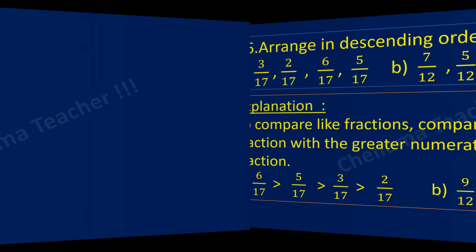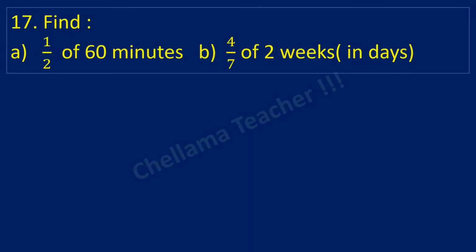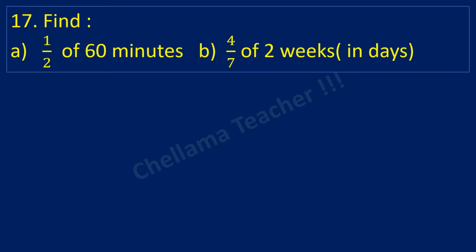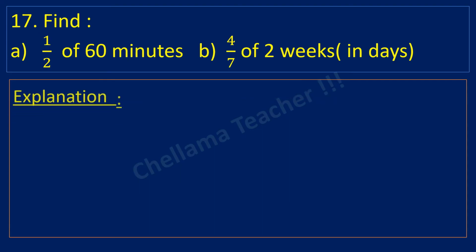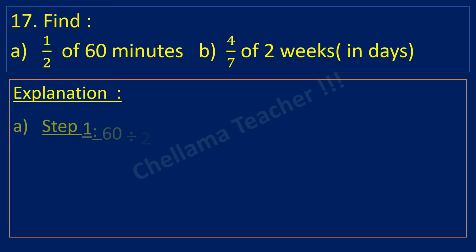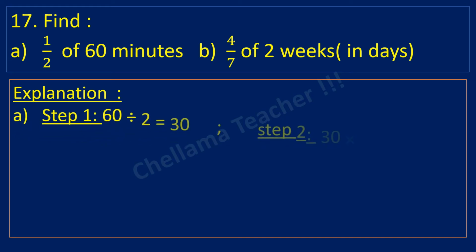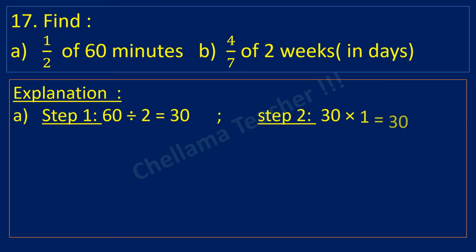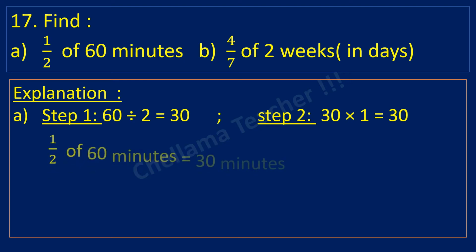Question 17. Find. Part A, half of 60 minutes. Part B, 4 by 7 of 2 weeks in days. How to do? Let's see one by one. Part A, that is half of 60 minutes. Step 1, divide 60 by 2, which is equal to 30. Step 2, that 30 is to be multiplied with the numerator 1. So 30 into 1 is equal to 30. So the answer is half of 60 minutes is equal to 30 minutes.